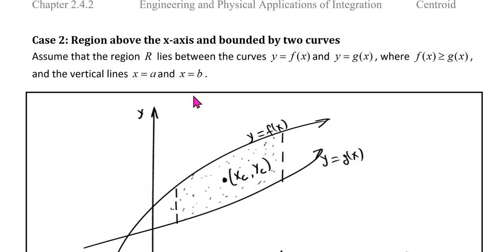Hello. So we're going to discuss case 2 of the centroid. So here we have a region that is bounded above by the function y equals f of x, below by y equals g of x, to the left by the vertical line x equals a, to the right by another vertical line x equals b. And the question is to find this centroid, x sub c comma y sub c.